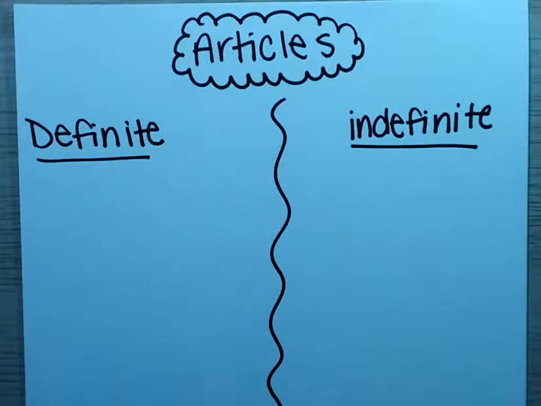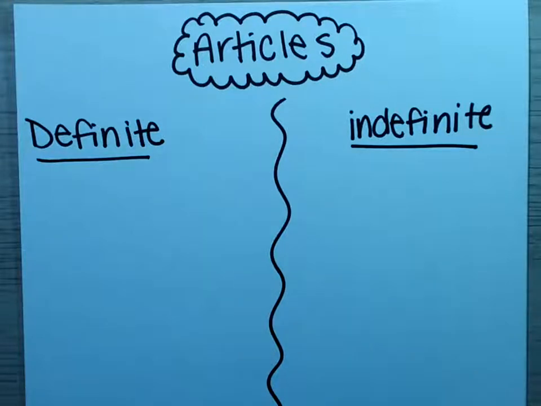And so you can kind of see I've divided my paper into half here. We've already talked about indefinite articles, meaning a, an, or some. But today we're going to talk about definite articles, which mean the. So we're going to start off reviewing indefinite, and then we're going to finish our video today with definite.